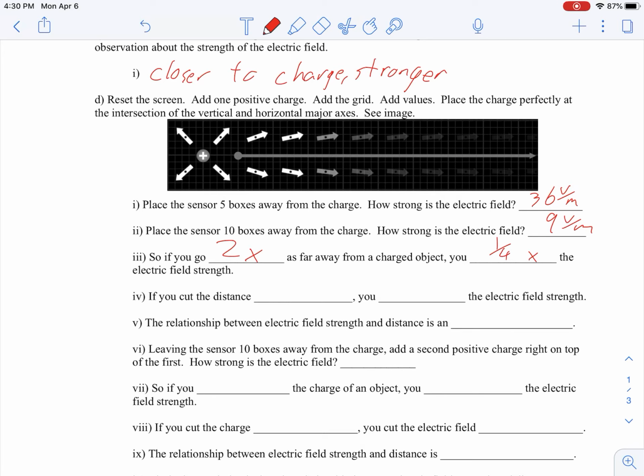If you cut the distance in half, so let's say you went from 10 boxes to 5, you quadruple the strength, right? If you cut the distance in half, you quadruple the field strength. If you went from 10 boxes, where the field strength is 9, to 5 boxes, you cut the distance in half, you quadruple the field strength. The relationship between electric field strength and distance is, and this is a little familiar, an inverse square.